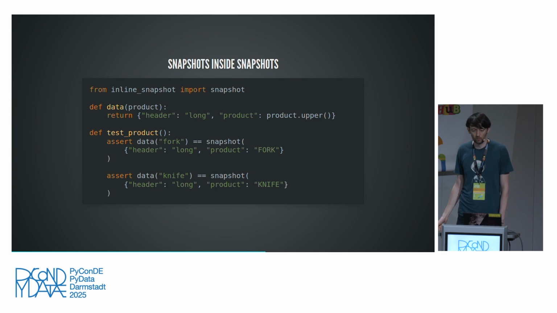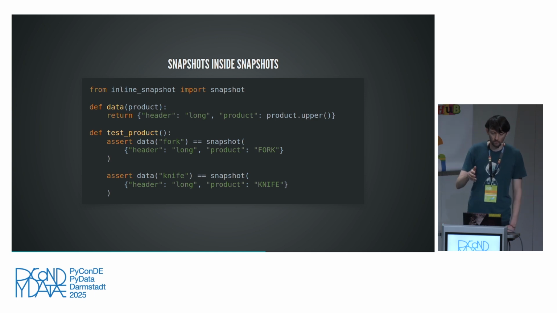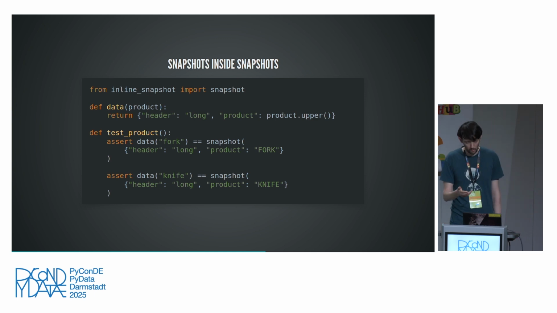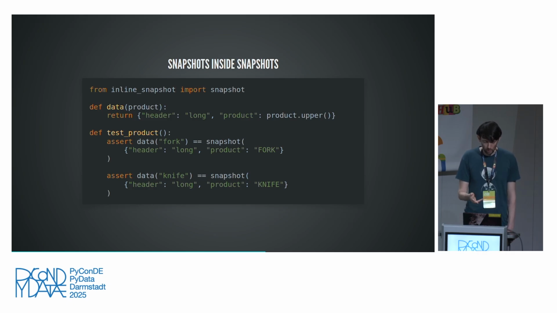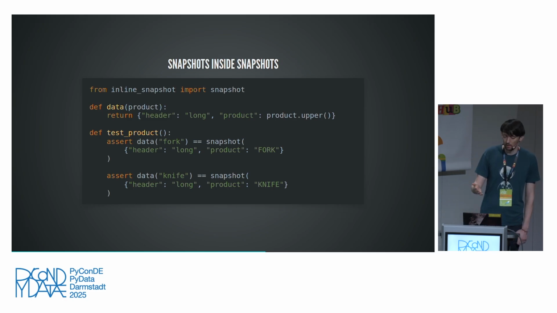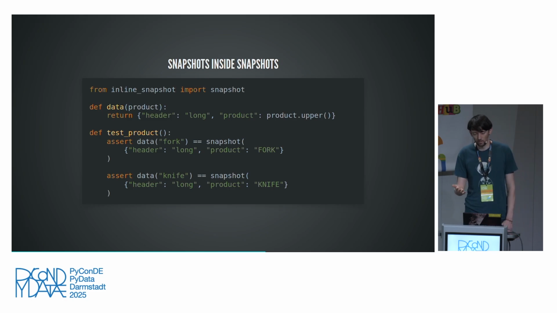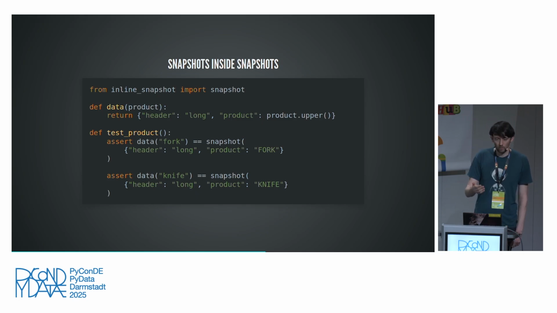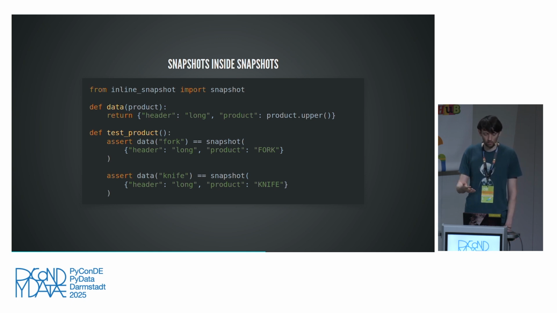What's also possible is to use snapshots inside snapshots. In this example, I have the product, and the product is converted with upper to an uppercase string, but the problem here is that I have a really long header. And you maybe have similar cases where you want to test that the header is actually provided, but you don't want to repeat it everywhere. And inline-snapshot by default would create your snapshot this way and repeat this header everywhere.